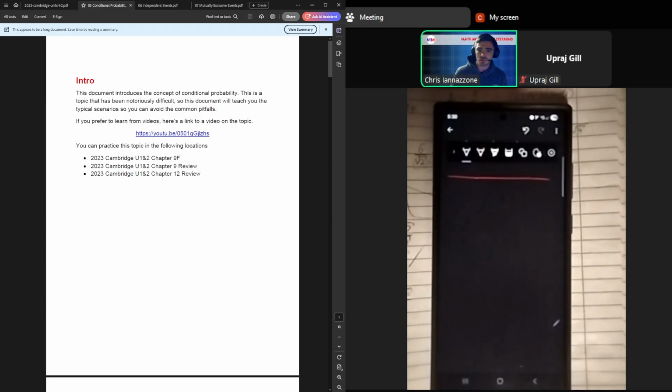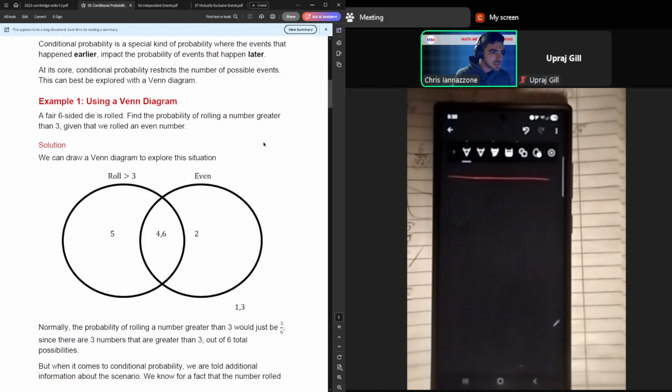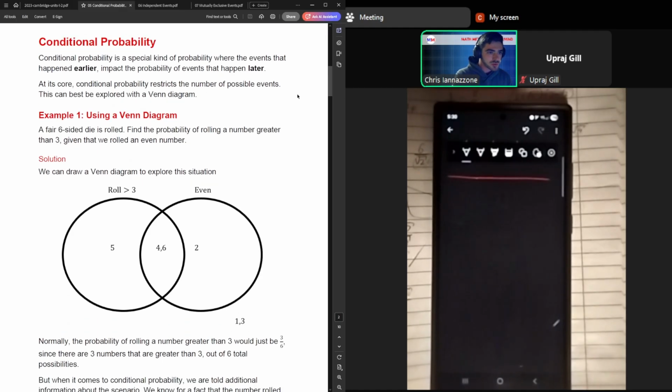cover some more fundamentals of probability, starting with conditional probability. So, at its core, conditional probability is effectively just going to reduce the sample size of what we're looking at. So if we look at this particular example using a Venn diagram, we have this scenario where a six-sided die is being rolled and we want to find the probability of rolling a number greater than 3 with the special condition that we've rolled an even number.